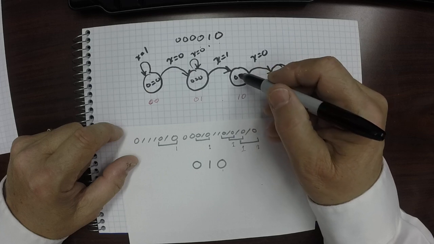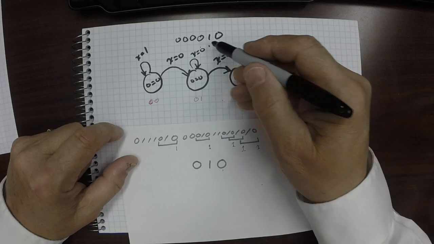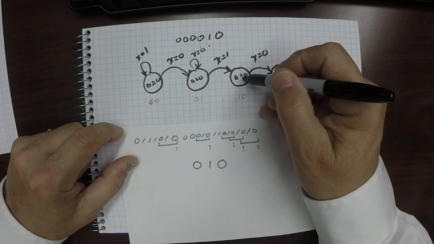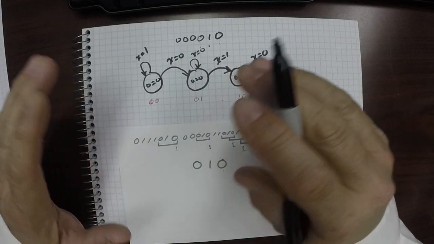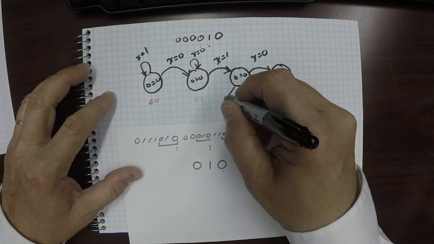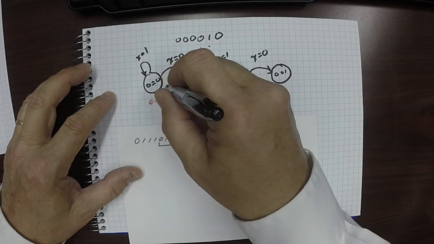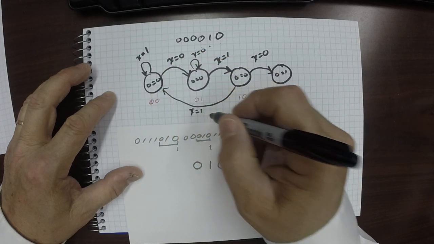This assumes I've got a 0 and a 1. So I'm right here. What happens if I get another 1? Well, if I get another 1, that kind of destroys the pattern, and I've got to start over. So that's x equal to 1.